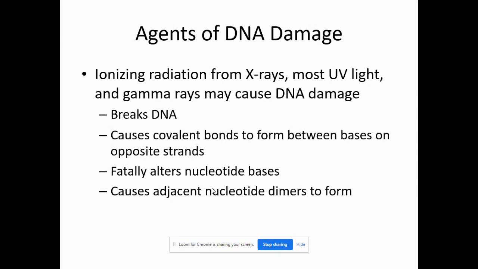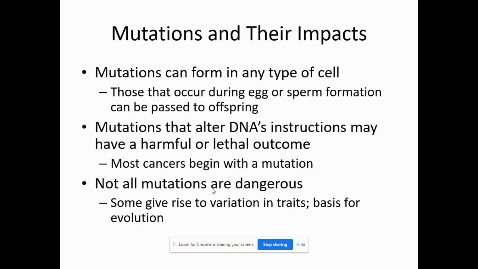All right, so these ionizing radiation waves break DNA, and they cause covalent bonds to form between bases on opposite strands. They can fatally alter nucleotide bases, and they can cause adjacent nucleotide dimers to form. Mutations can form in any type of cell, and those mutations that occur in egg and sperm cells will be passed on to the offspring. Mutations that alter the DNA instructions may have harmful or lethal outcomes, and most cancers begin with mutation.